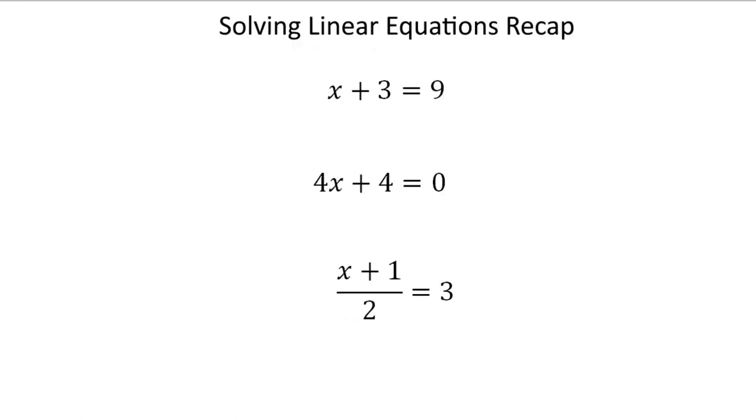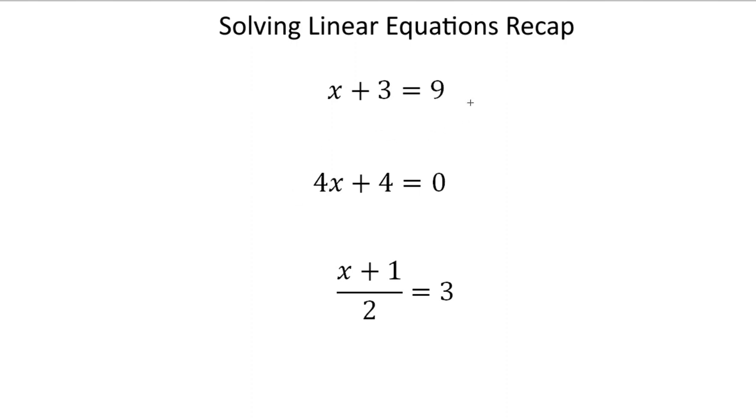So, we're going to do a very quick recap on solving linear equations. Got to remember how to solve equations. That is the linear ones, which is just a simple x in each case. So let's just quickly go over these very fast, just to remind ourselves. So x plus 3 equals 9.